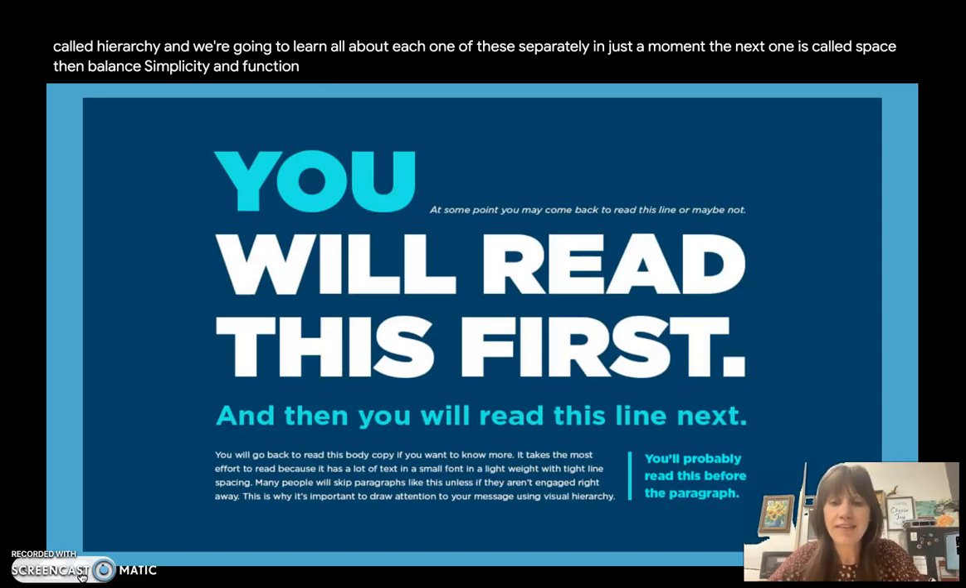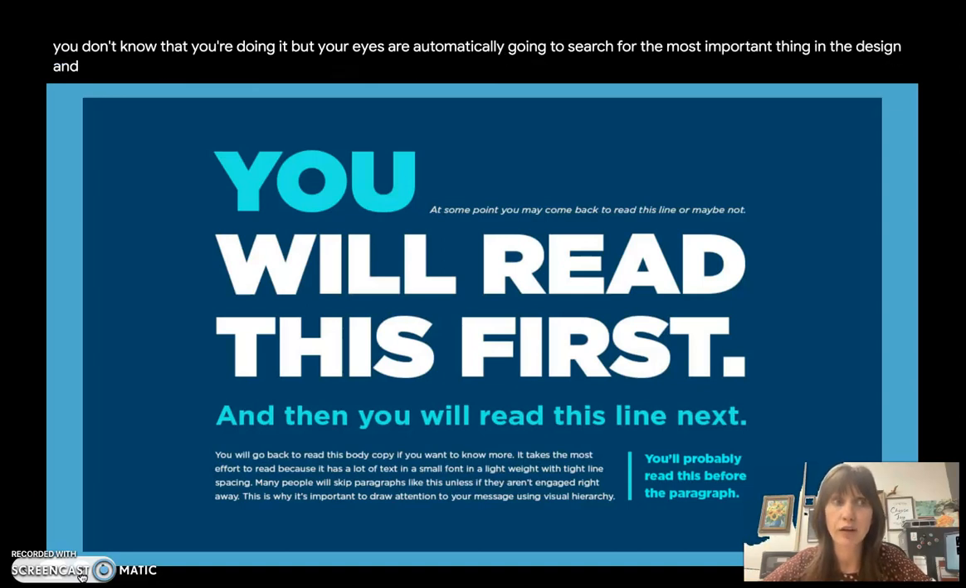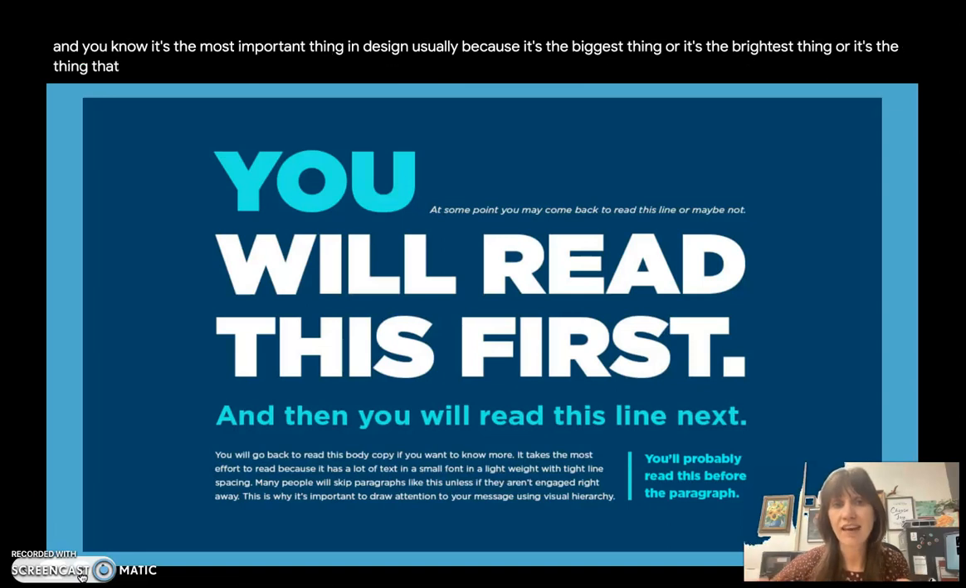So when you see a design, you automatically are going to follow the rules of hierarchy. You don't mean to, you don't know that you're doing it, but your eyes are automatically going to search for the most important thing in the design. And you know it's the most important thing in the design usually because it's the biggest thing, or it's the brightest thing, or it's the thing that stands out because of its contrast.